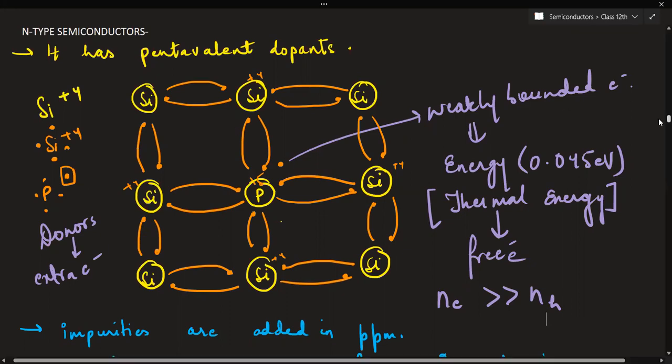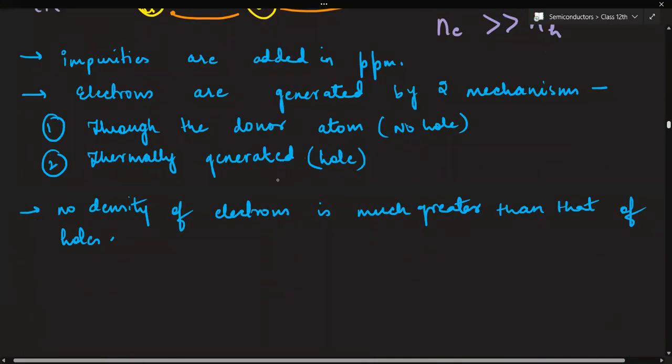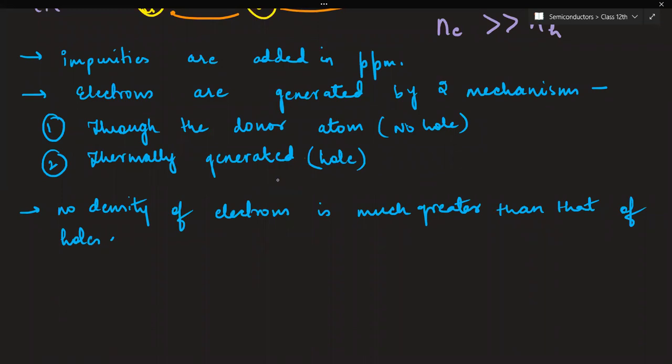Now let's come to the theory part. So impurities are added in parts per million. Electrons are generated by two mechanisms. Through the donor atom, directly the donor atom is generating and giving you electrons. That is one mechanism. Second is thermally generated. The thermal mechanism is the same that we had studied in the last class: when sufficient energy is given, electrons become free. So the number density of electrons is very much greater than that of holes in this case.